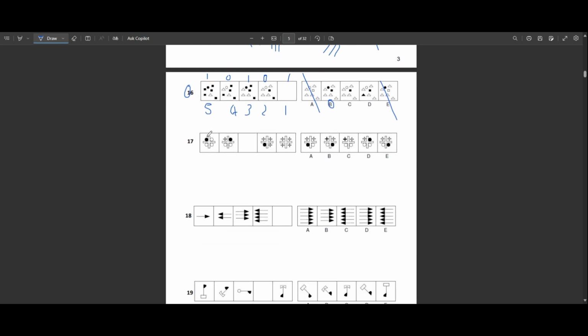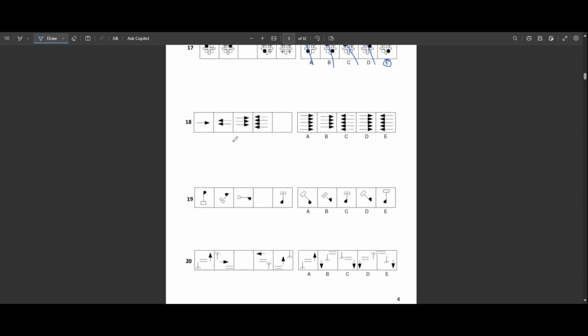Question 17. The plus symbol, the black circle on the top left, then moves to the right, then it should move to the bottom right. So we can cancel out these options. Each time it moves, a plus replaces it. So we should have 2 pluses on the top. Can't be B because it's got a black plus.